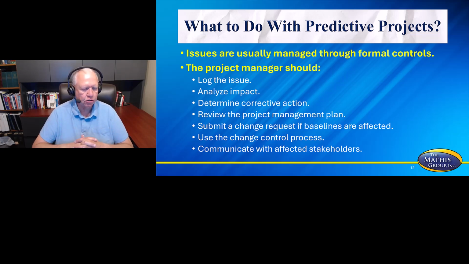So what do you do with predictive projects? This is going to be your traditional waterfall project. Issues are usually managed through formal controls. So the project manager should log the issue, analyze impact, determine corrective action, review the project management plan, submit a change request if baselines are affected, use the change control process, and communicate with affected stakeholders. Those are going to be pretty common.